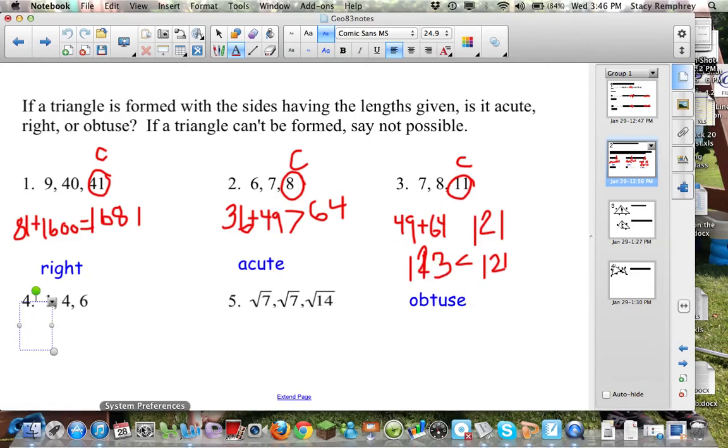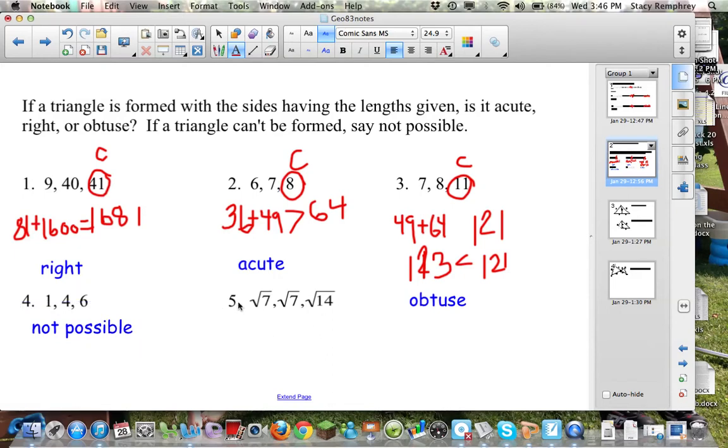Over here, I'm going to tell you the answer is not possible. And we'll talk in class and see if you can figure out why that is true. This one is not right. It's not acute. It's not obtuse. And let's see if you can remember why that is true.